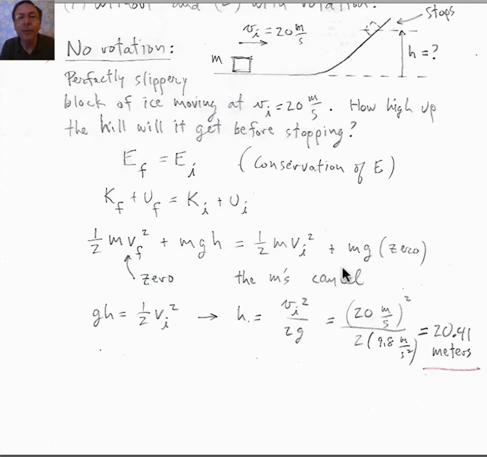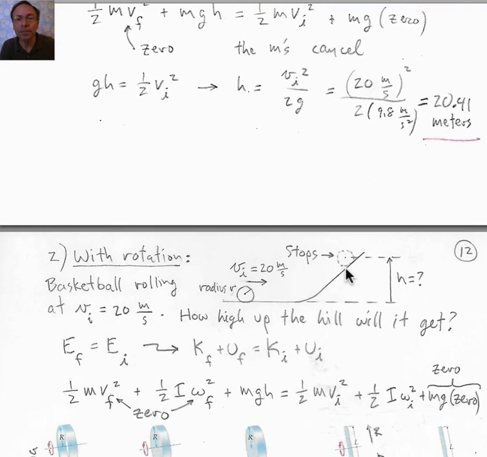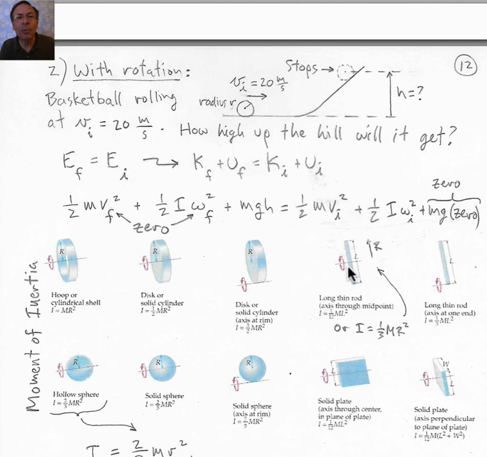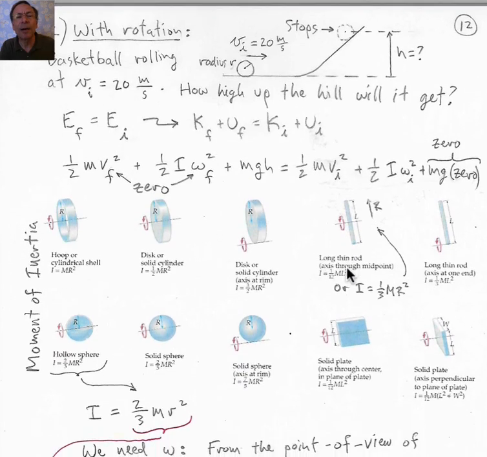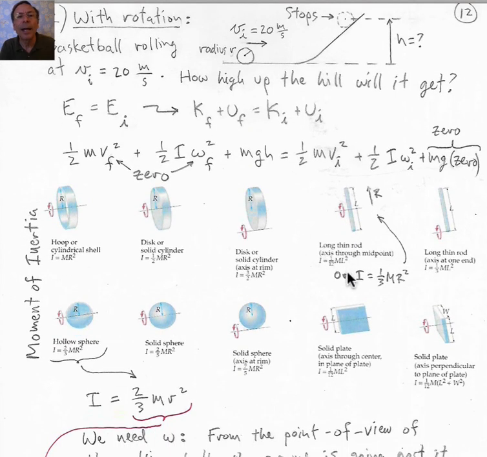Now let's add rotation to the mix. Instead of a block of ice, we're going to have a basketball. And it's going to be going at 20 meters per second, and it's rolling.